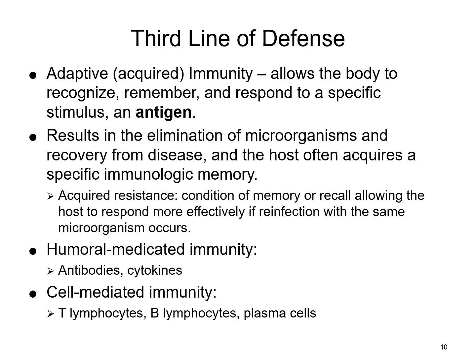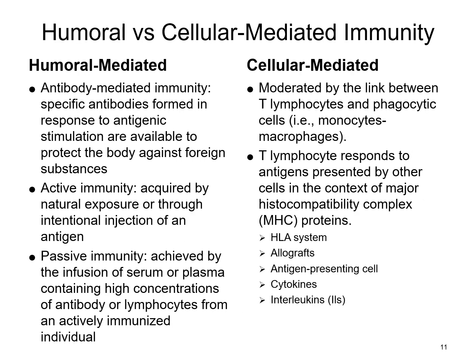Now, adaptive immunity is composed of cellular and humoral components as well. With your humoral, you've got your antibodies and your cytokines. With your cellular, you have your T lymphocytes, B lymphocytes, and plasma cells. Humoral versus cell-mediated immunity.